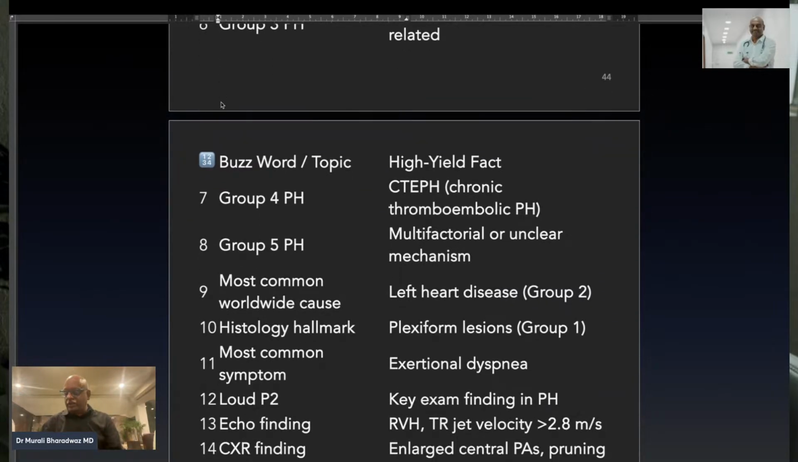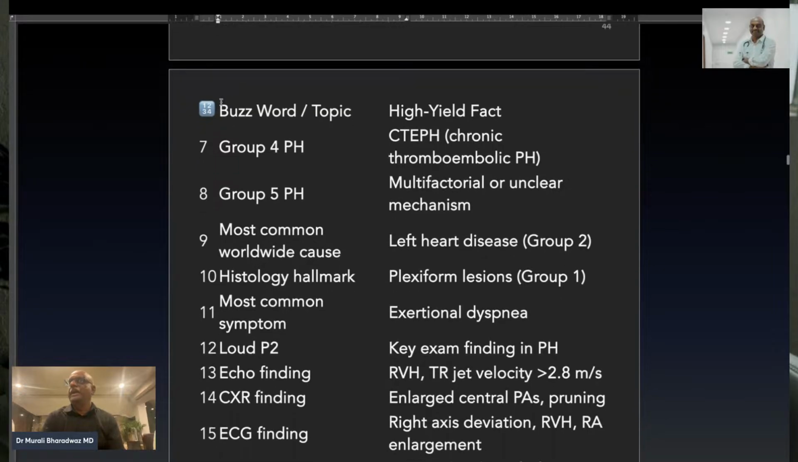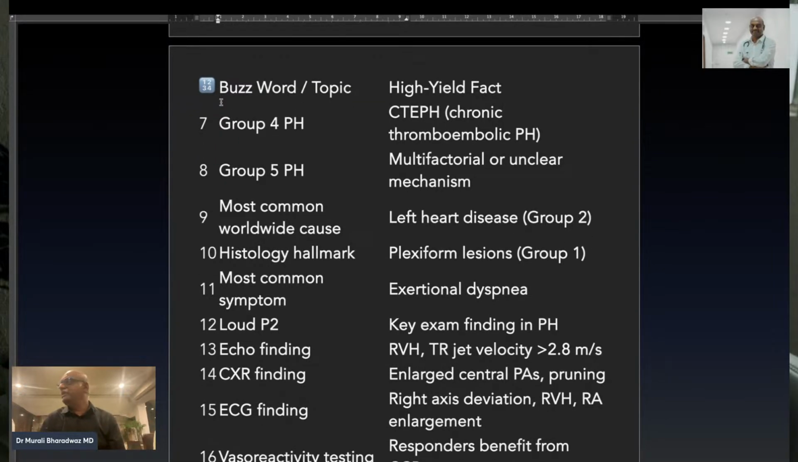Those who have a chronic thromboembolism can develop Group 4. Pulmonary embolism associated with hypertension, group 4. And multifactorial is group 5. The most common cause of pulmonary hypertension is left heart disease.